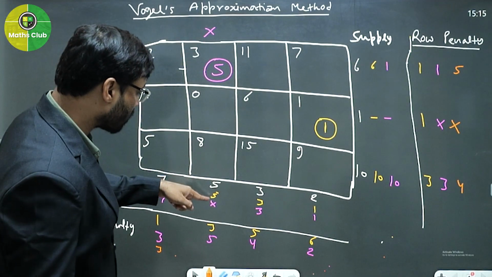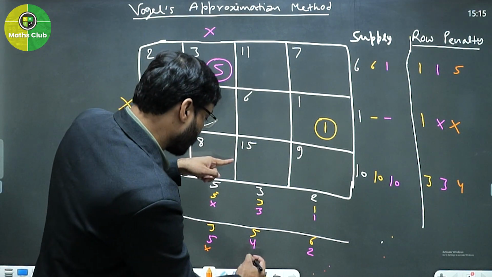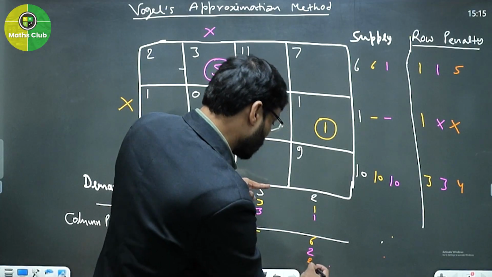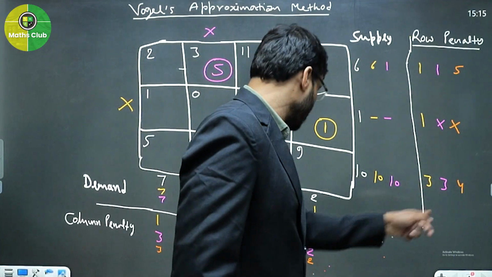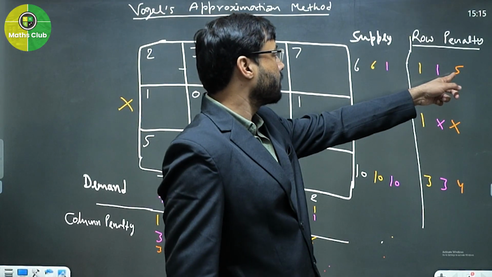And this has been cancelled out, so now forget about it. In this case, we are getting the 4 again. In this case, 7 and 9 we are getting the 2. So again, check which one is the maximum penalty. So 5, 4, 2, 4 and 3. So now 5 is the maximum.